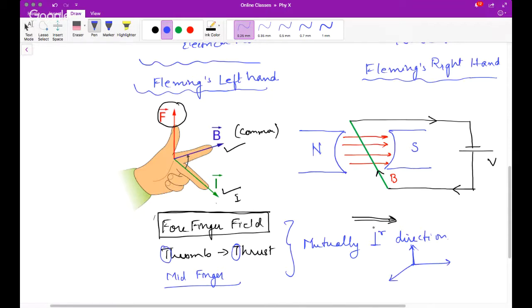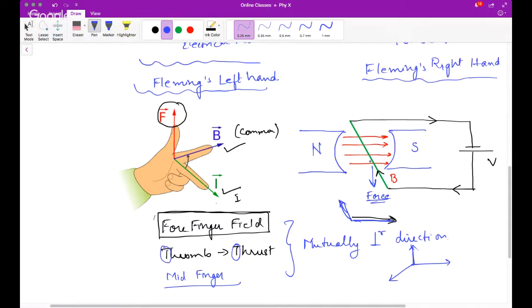So four-finger field, this is the forefinger. While I'm saying it, you guys should do it. And the middle finger is for current. So this is my middle finger. If you see, the thumb will be stretched downwards. So this is the direction of force in this case.